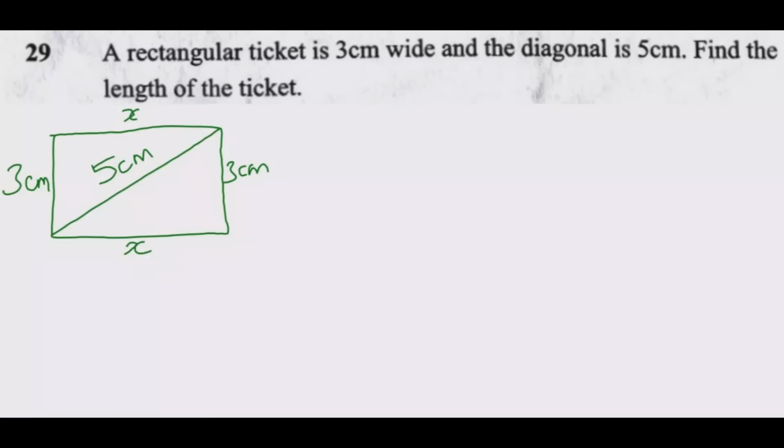To find that, we're going to cut this ticket diagonally like the way it is drawn. So we're going to come up with something like this. Let me draw properly. Okay, like this. So we have got 3 cm here, and this diagonal is 5 cm. Then we have x here. So I've just got part of the rectangle after cutting it diagonally.